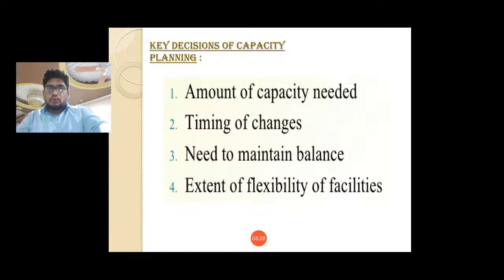Or we need to change this in order to increase the rate of production. Or we need to increase the same. Need to maintain balance. Fine. Extend the flexibility of facilities. That is, we need to see the ease of doing work. Fine.